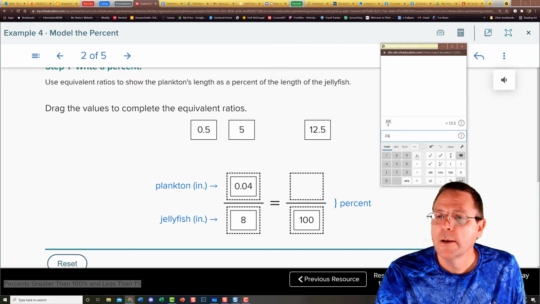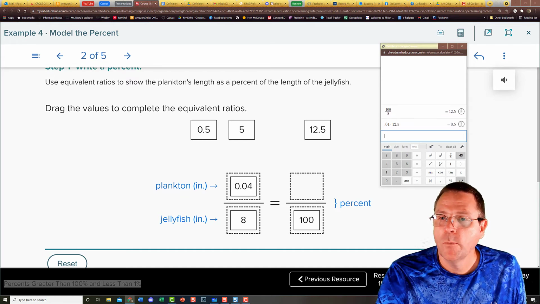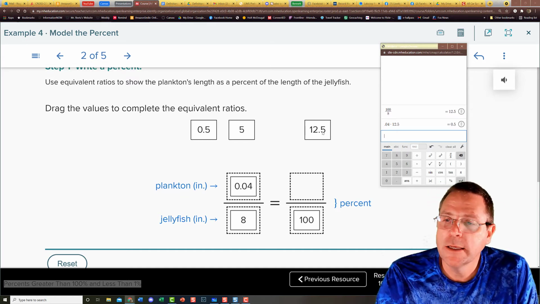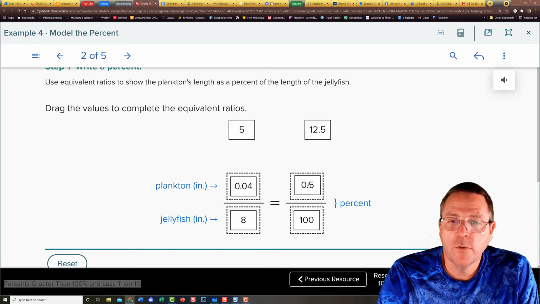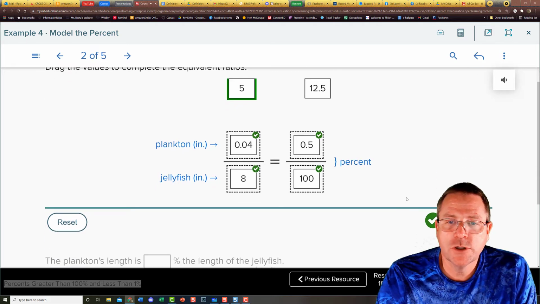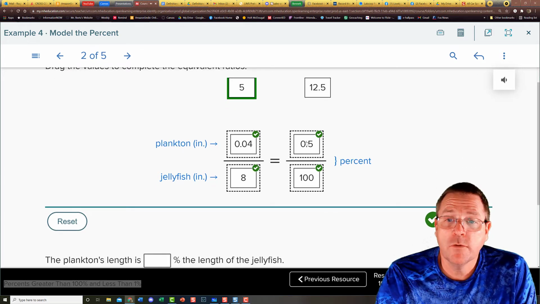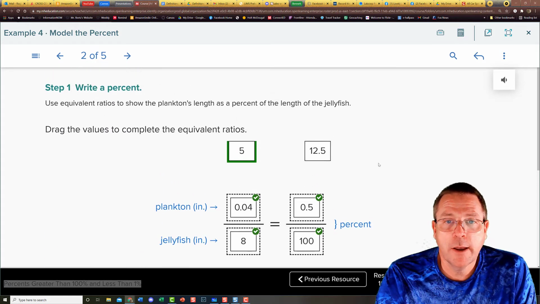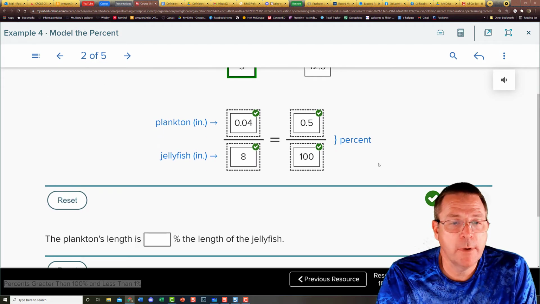0.04 times the 12.5. Let's go back one, 12.5. And when we do that one, we get 0.5. So 0.5 is going to go right here. Check our answer. That one checked perfectly. That means we have 0.5% of the size of the jellyfish is going to be how big the plankton is.